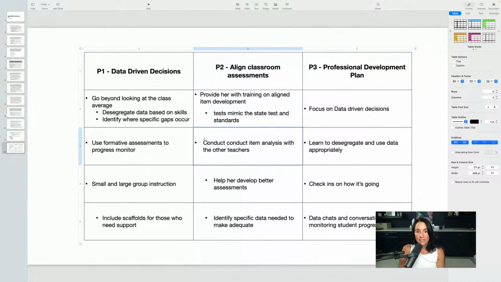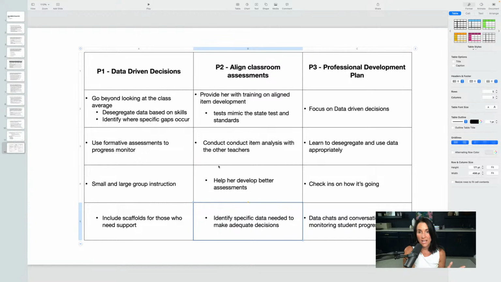We're going to more specifically help her conduct item analysis with the other teachers. So we're going to encourage her next time when that professional development happens and teachers are conducting an item analysis, we want her to do that. All right. We're going to help her develop better assessments and provide her training on that. And we're going to identify specific data needed to make adequate decisions.